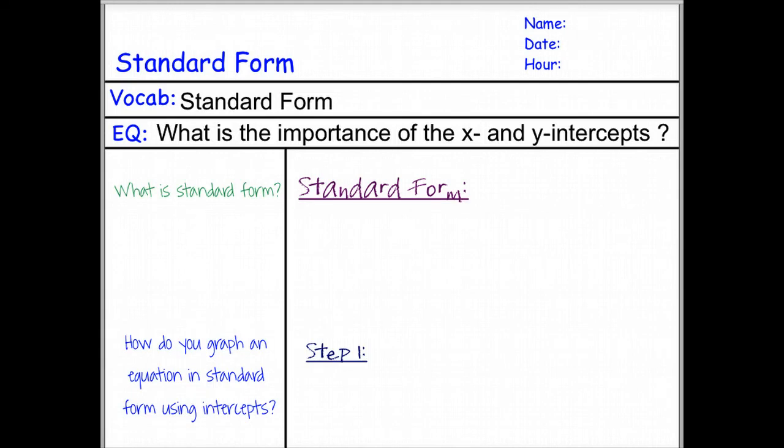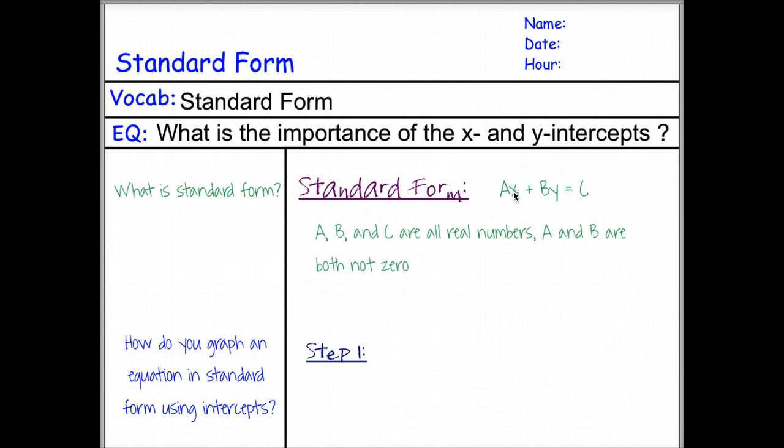We are looking at standard form. So what is standard form? Standard form is written as ax plus by equals c, where a, b, and c are all real numbers, and a and b are both not equal to 0.